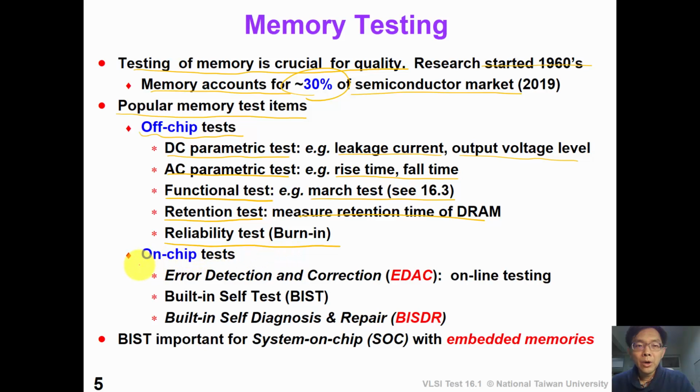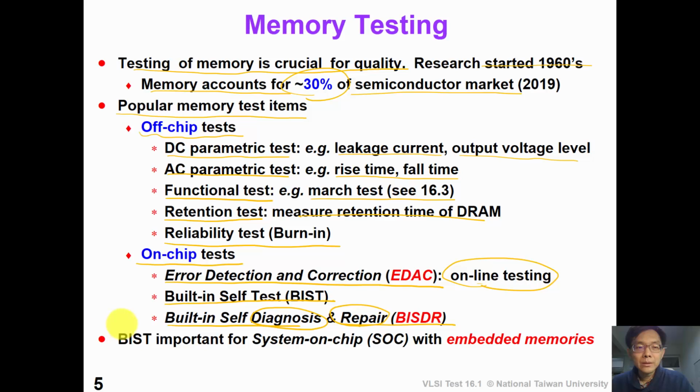We can also perform on-chip tests. For example, in our computer, our memory is protected by error detection and correction, or EDAC, circuitry. EDAC performs online testing to make sure that our memory is always correct in operation. Besides EDAC, we can also have built-in self-test for memory, or even built-in self-repair and diagnosis, BISRD, for memory.